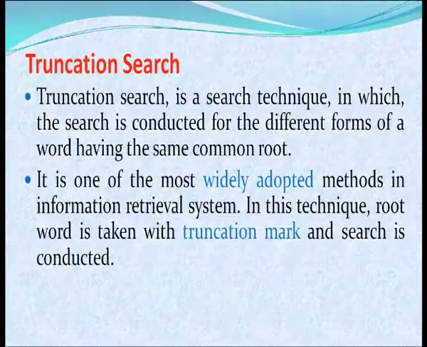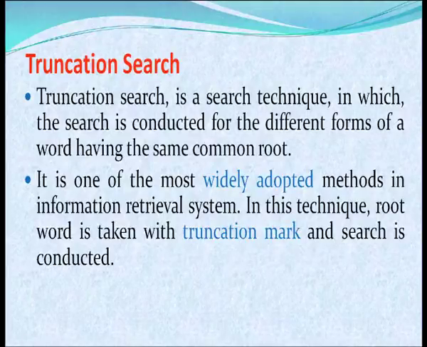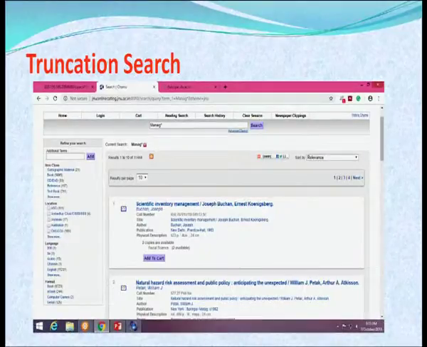Now coming to the truncation search. Truncation search is a search in which the search is conducted in different forms of a word having the same common root. It is one of the most widely adopted methods in information retrieval systems. In this technique, the root word is taken with the truncation mark and the search is conducted. This is the screenshot for the truncation search, where we put one word like education and it will give us all the information on education.